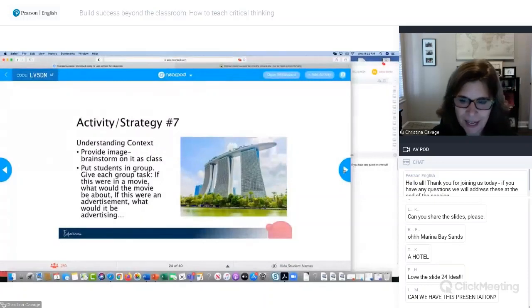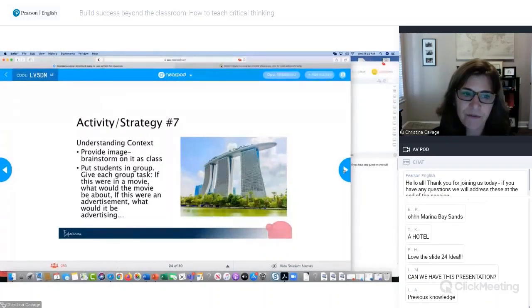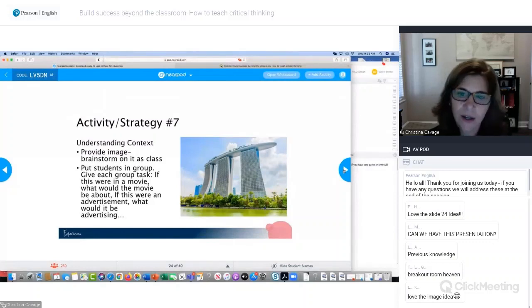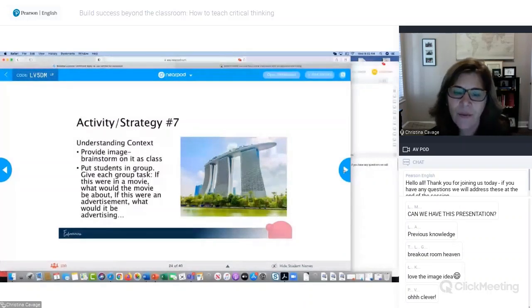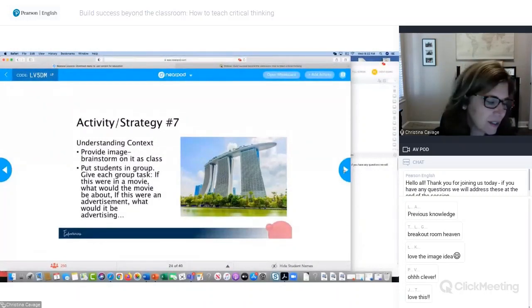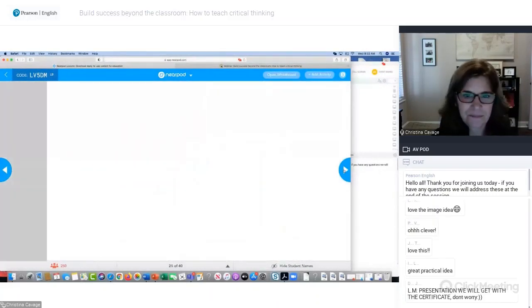So if I hand this same image out to all my groups, one group, I'm going to ask them, if this were a movie, what would the movie be about? My next group, if this were an advertisement, what would the advertisement be advertising? And if this were advertising a hotel or a city, what would that look like? So getting students to understand that different contexts yield different results, that's really getting them to think critically about the activities we're doing.